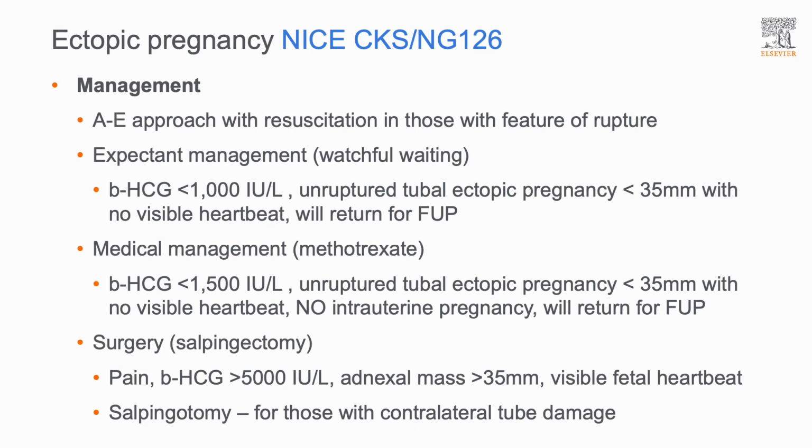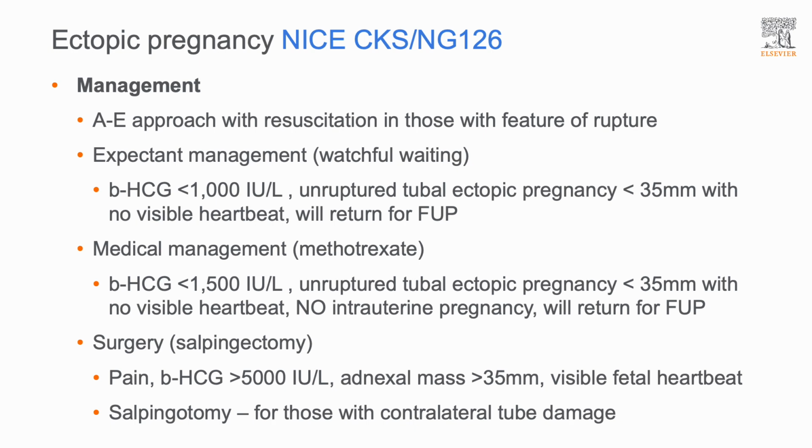For patients with a beta HCG under 1500, an unruptured tubal pregnancy with no visible heartbeat and confirmed evidence of no intrauterine pregnancy who also agree to return for follow-up, medical management can include methotrexate. Methotrexate acts to inhibit folate-dependent DNA synthesis and triggers spontaneous abortion. It should only be used on the first visit when there is a definitive diagnosis of an ectopic pregnancy and a viable intrauterine pregnancy has been excluded due to the risks of methotrexate in inducing an abortion in this case.